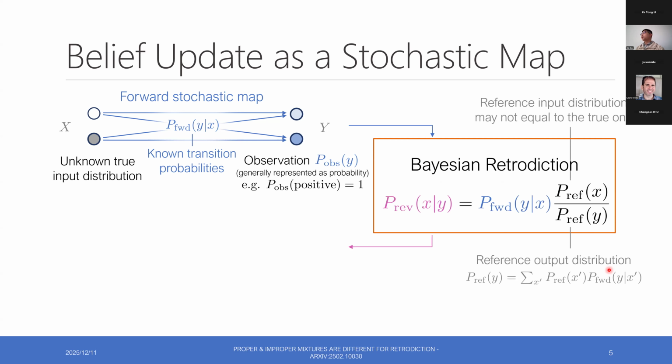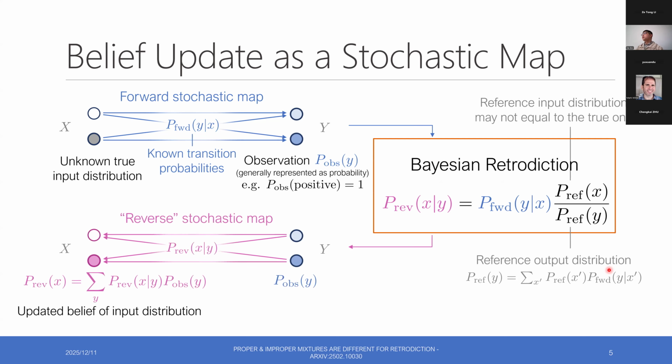After that, we put these things into the Bayes formula, and we call this Bayesian retrodiction, because retrodiction means that we want to know something that happened before. We want to know the input or the cause. Interestingly, the Bayesian retrodiction gives you a reverse stochastic map that goes from the output variable y to the input variable x, which is given by the Bayesian formula P reverse here. From this reverse map, given any observation, we can get an updated belief of the input distribution. So this is the classical case.